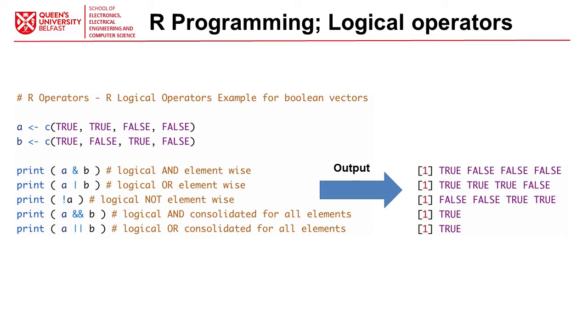two logical vectors with these values: true, true, false, false, true, false, true, false. You can use just T and F instead of writing true or false. So as you can see, the single ampersand here provides you a vector of results. It means it compares the first element versus the first element of the second vector. True and true is going to be true, true and false, false, false and false, false.